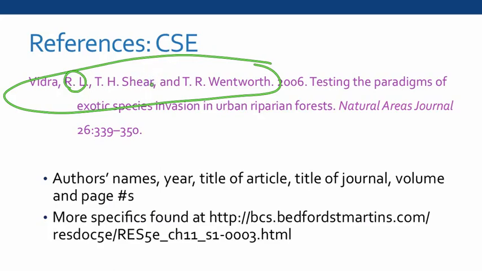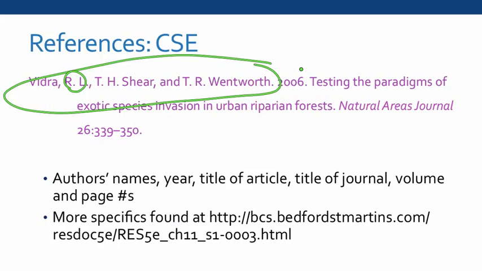Now, what if I had 15 co-authors? It is not uncommon for some of the papers in the natural sciences to be authored by a whole lot of people. This really depends. The journal that you submit your work to will let you know how many authors you're allowed to list.